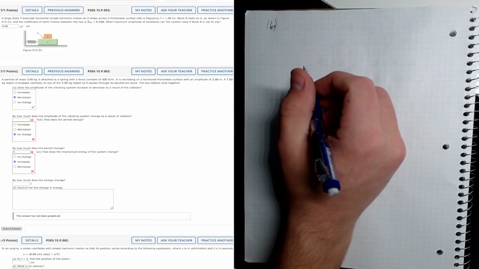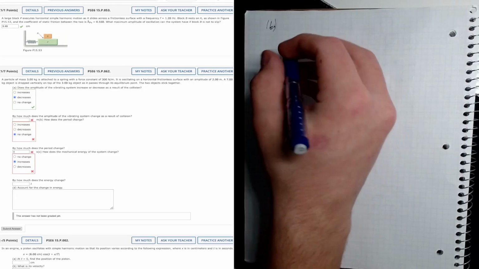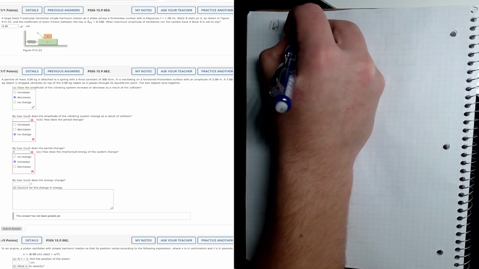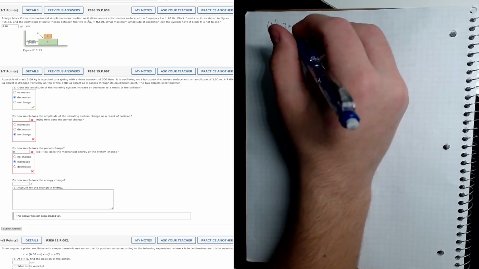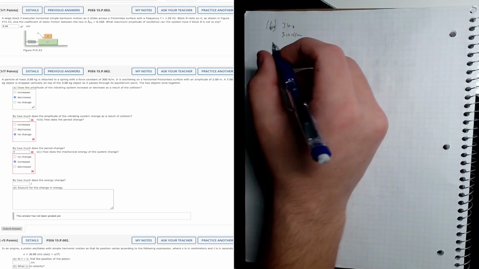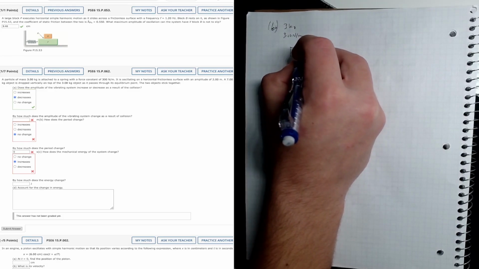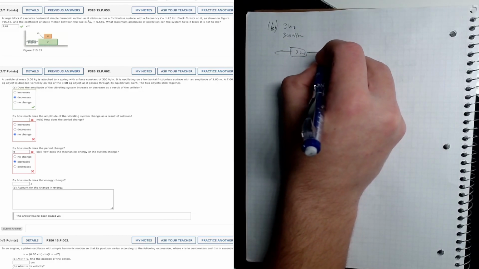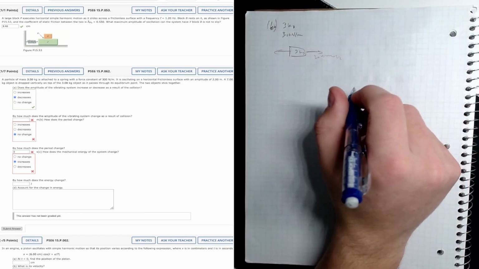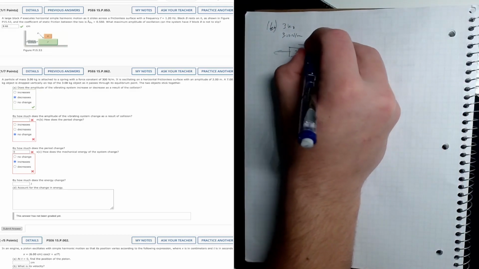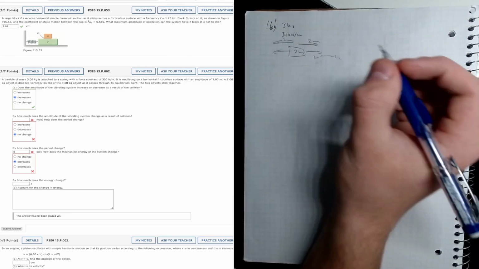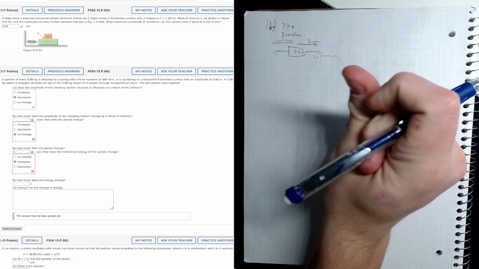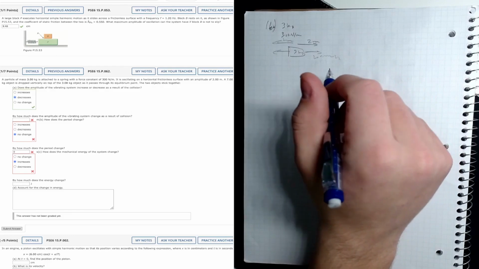So, a particle of mass 3 kilograms is attached to a spring of force constant 300 newtons per meter, oscillating on a horizontal frictionless surface. So we have 3 kg going back and forth on a horizontal frictionless surface, 300 newton meter. Amplitude is 2 meters. A 7 kilogram object is dropped vertically on top of the 3 kilogram object as it passes through its equilibrium point.